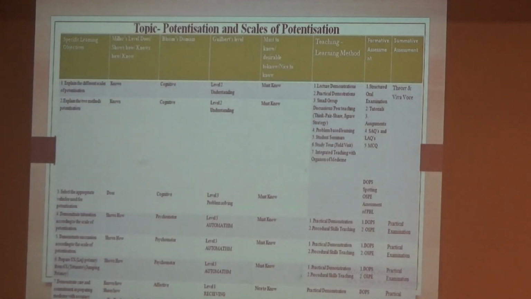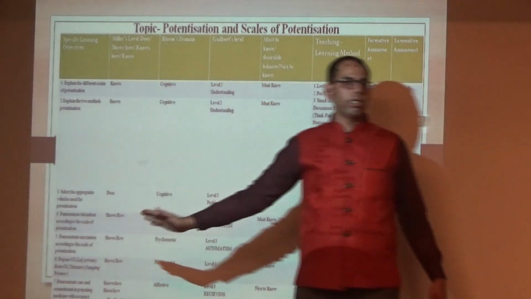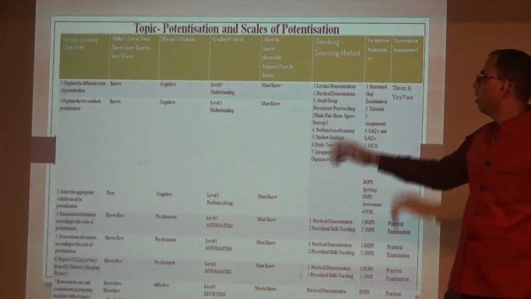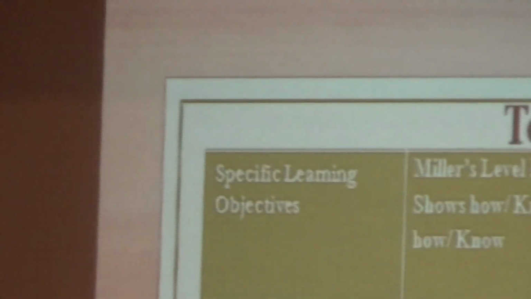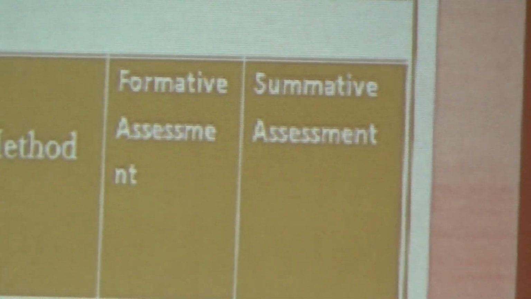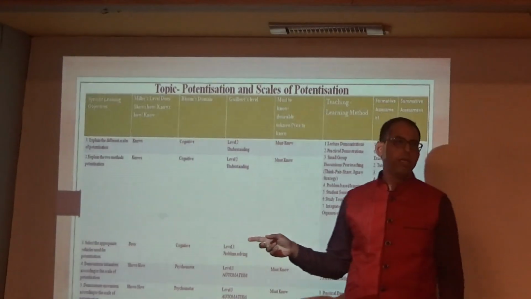Now coming to the table. Here you will have the specific learning objectives. Then you have the Miller's level, whether it is knows, knows how, shows how, or does. Then each and every SLO has been divided over the Bloom's domain, whether it falls in cognitive, psychomotor or affective. Then the Gilbert's level has been defined. Then whether it is must know, desirable to know or nice to know. Then teaching learning methods, and assessment divided into formative assessment and summative assessment.